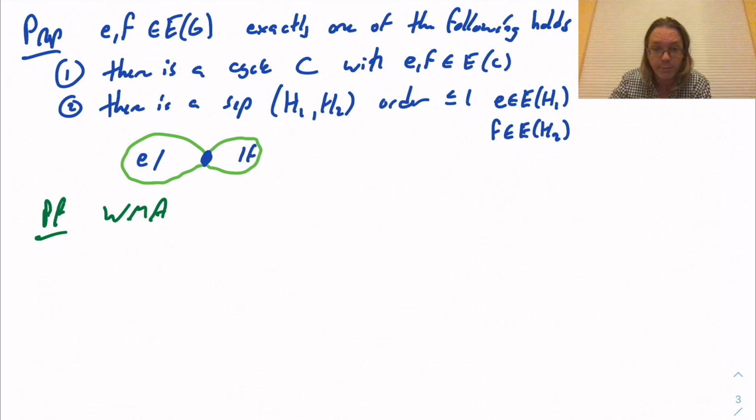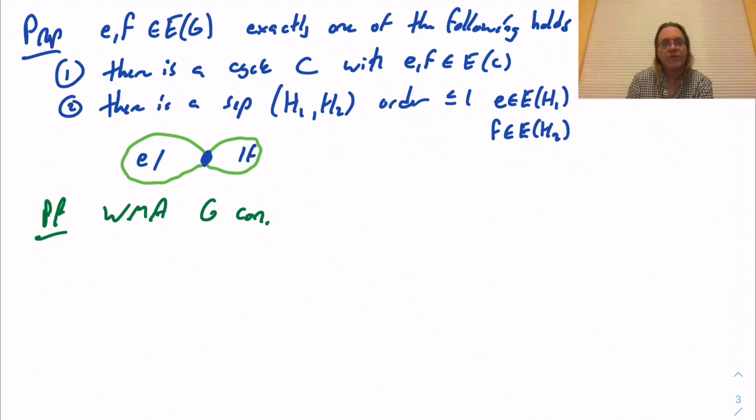I'm just going to say we, WLOG, we may assume that G is connected. And again, the argument here is, well, if G is disconnected, either E and F are in different components, and then we have the second outcome, or they're in the same component, and in that case, I can just simplify the picture by deleting the other connected component. In other words, if you know how to solve this problem for connected graphs, you also know how to solve it in general.